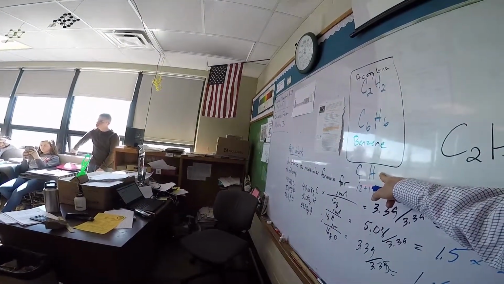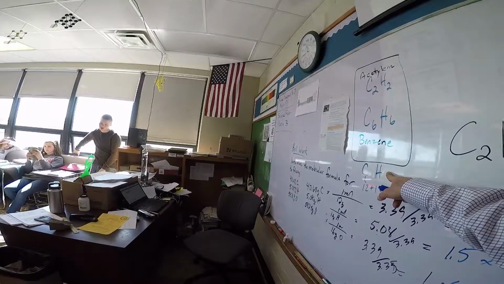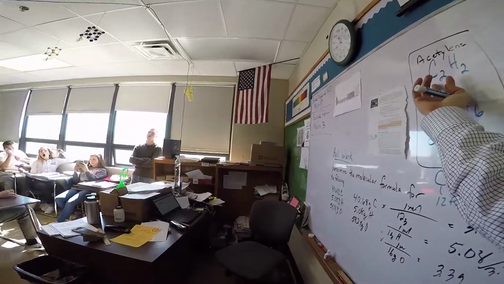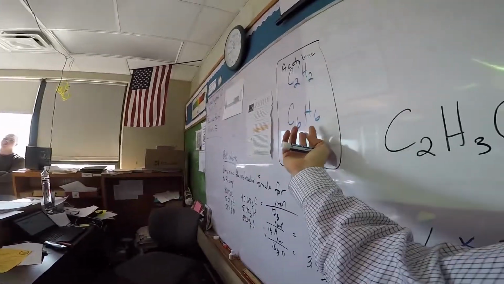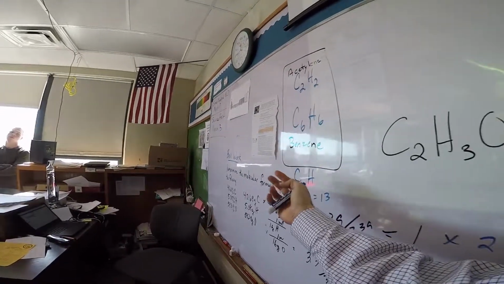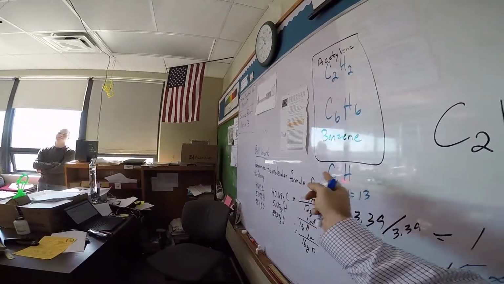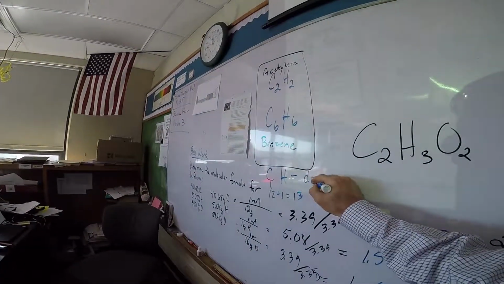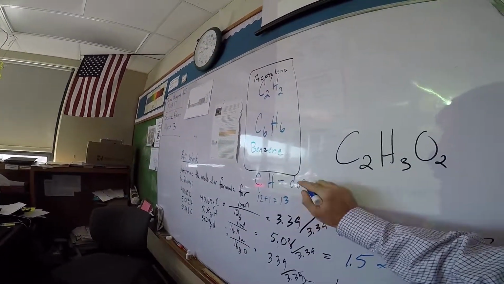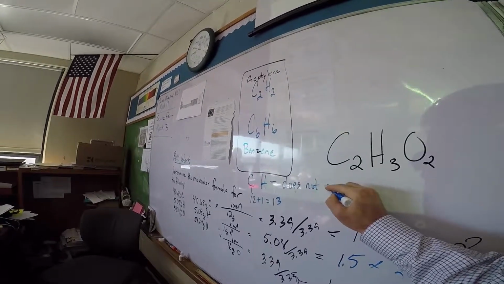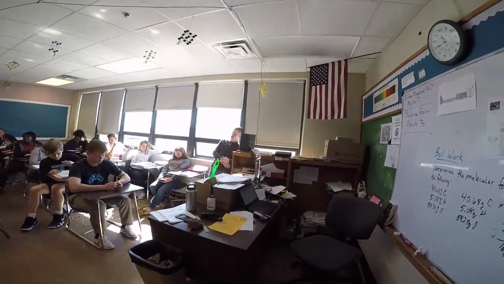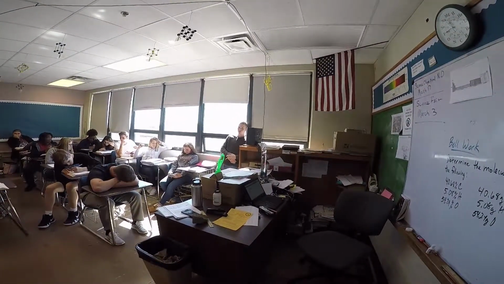Why is this the empirical? It's the simplest whole number ratio. Does everybody see this is a 1-to-1? And this is a 1-to-1, right? So this is 1-to-1. Now, is CH a substance? Is it a compound? No, this does not exist. I'm going to write this down, does not exist. CH doesn't. We care about CH because it gives us a base point of reference of 13.